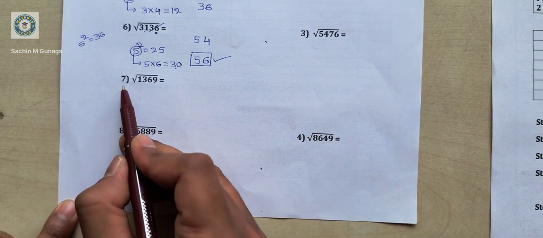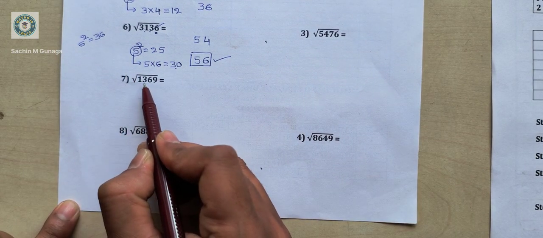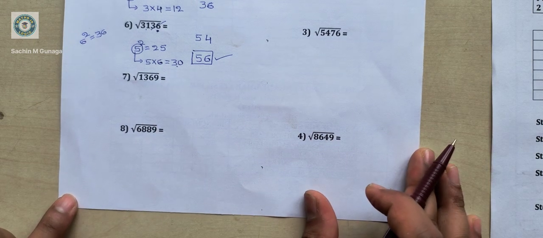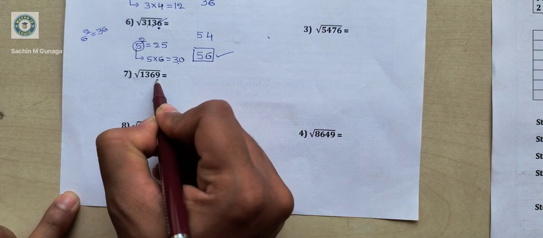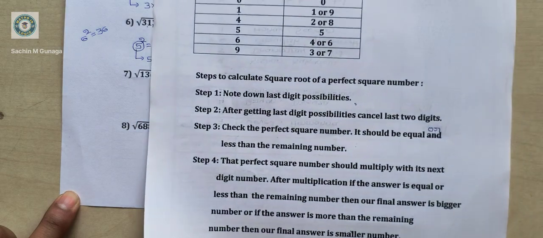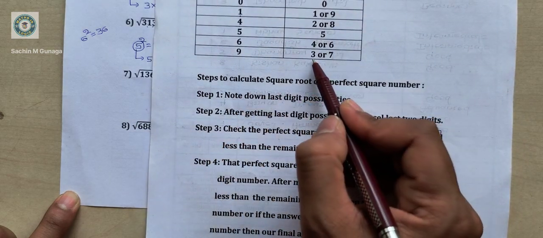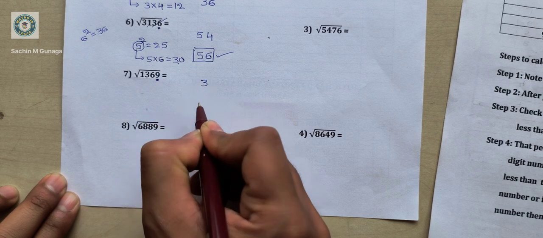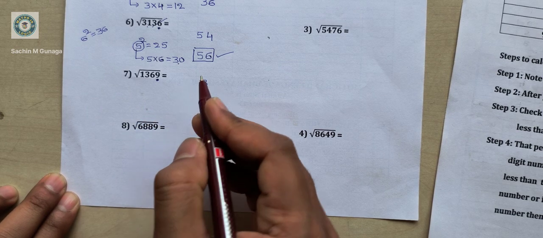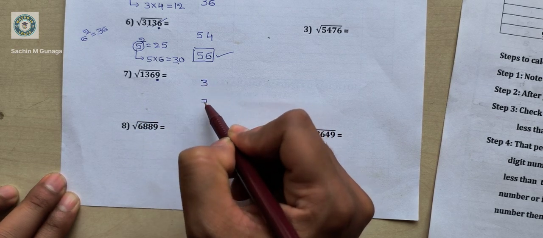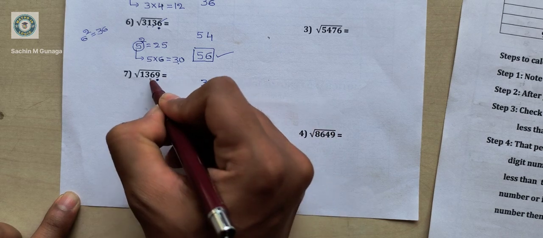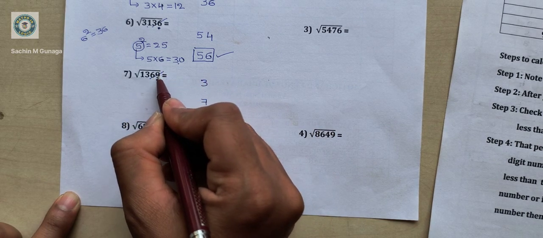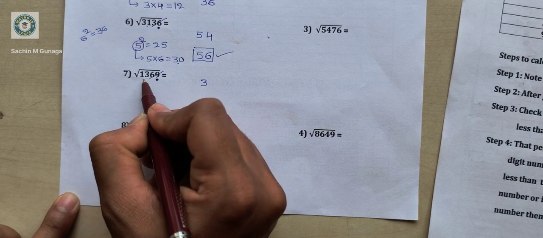Next, question number 7, square root of 1369. So here the last digit number is what here? 9. Therefore last digit number possibility is 3 or 7. So note down here 3. Next one is what here? 7. After writing last digit number possibilities, we need to cancel last two digits. So that is 6 and 9. So what is the remaining number here?